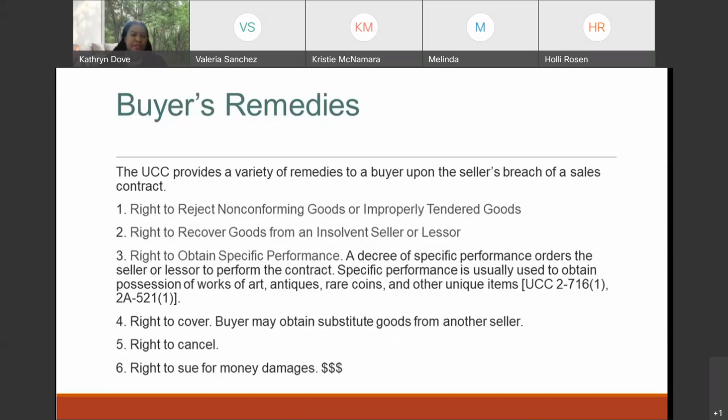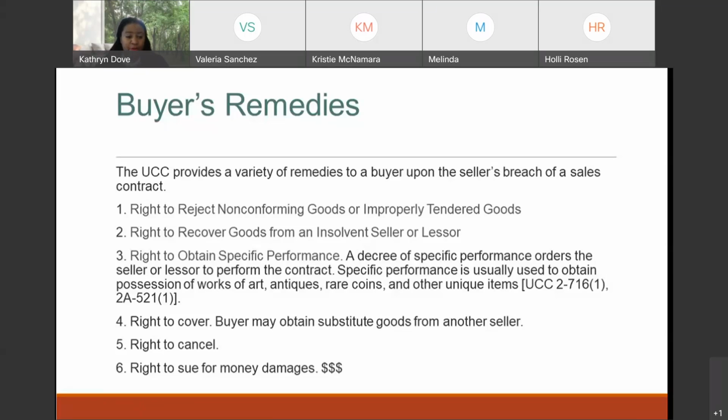Rare coins are something else that's very unique, like if somebody was to purchase one of Michael Jordan's trophies, right? Those are very unique items. And if they're waiting for that to be delivered and it's not delivered, they could obtain a decree from the court of specific performance.